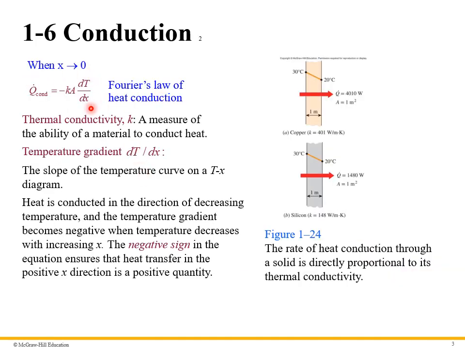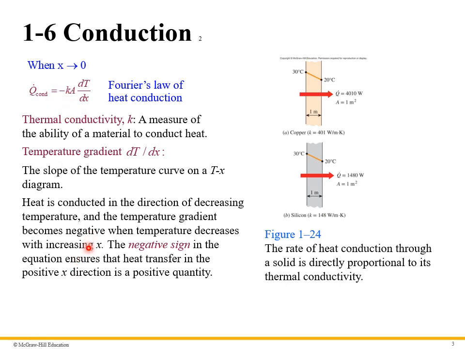So we can look at an equation we had before, and we can imagine the case where delta x goes to 0. In that case, instead of having delta T over delta x, you end up with a derivative dT over dx. So this is what's known as Fourier's law of heat conduction. K is the constant, the thermal conductivity. It's the measure of the ability of the material to conduct heat, and some materials are much better at that than others. So let's explain the negative sign here.